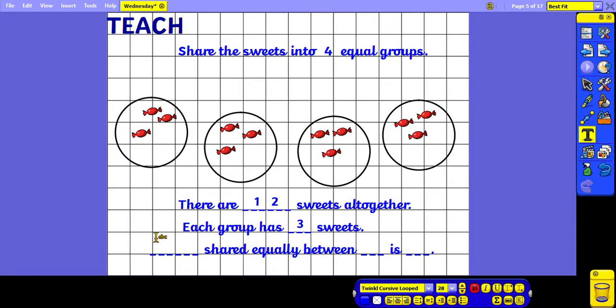So 12 shared equally between 4, because we've got 4 groups, is 3. Because we've only got 3 sweets in one group.